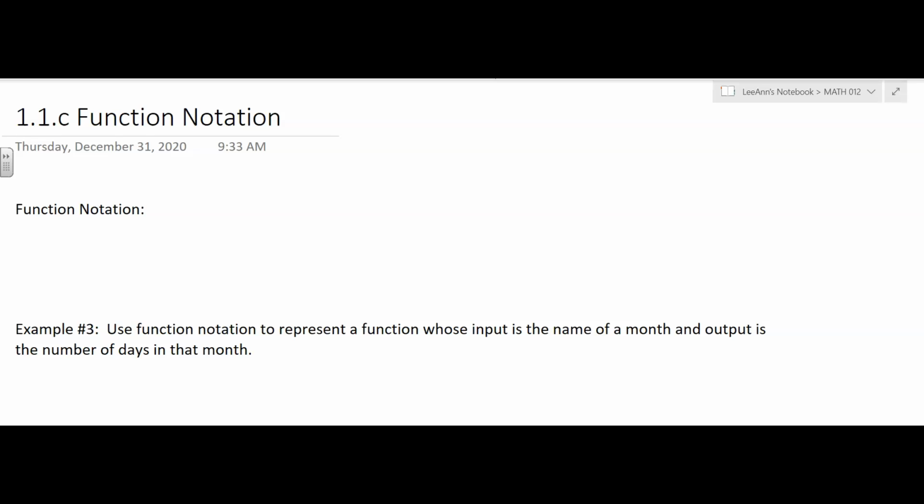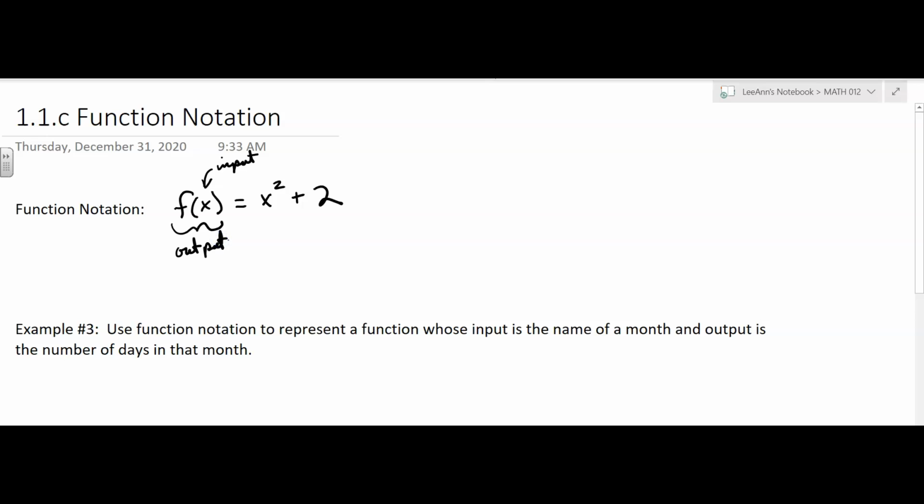Okay, so function notation. It's written in terms of a function name. So a lot of times you'll see something like f of x equals x squared plus 2, or something like that. That might be a function that we have. So the independent variable is x, so that's the input, the independent variable. And then the output is f of x.